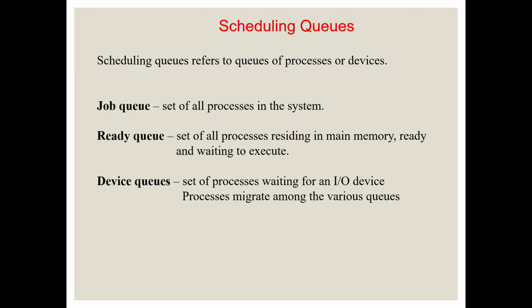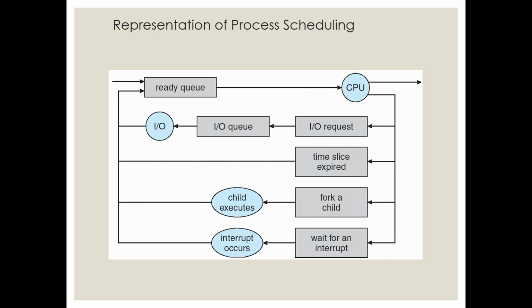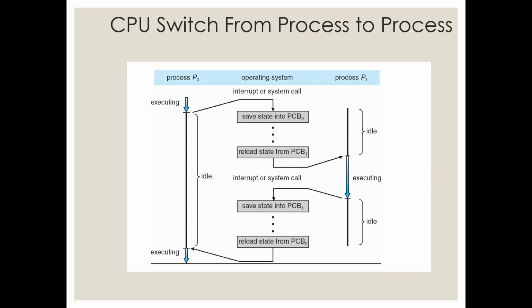Now the scheduling queues are job queue, ready queue, and device queue. This represents the process scheduling: while we are entering into the queue, the CPU recognizes the queue and it continues to the next step, input output request. After the input output request, the time slice expires and the child execution flow is activated. Later the child execution enters the ready queue, then it repeats and comes to wait for interrupt. After the interrupt occurs, it again goes to the ready queue, enters the CPU and the output is executed. So this is the representation of process scheduling.